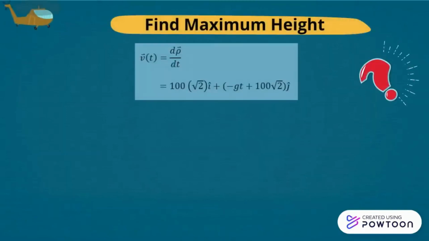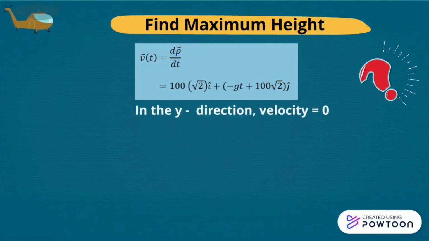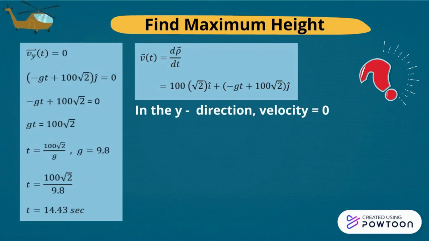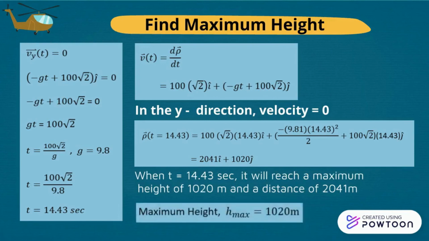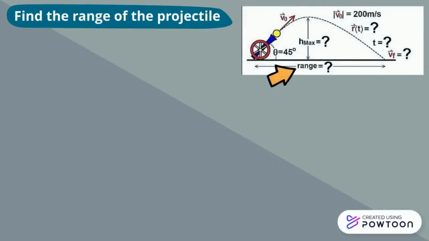Next, to find the maximum height, we know that the velocity equals the differentiation of position with respect to time. At the maximum height, the velocity in the y direction equals 0 because the cannon is not going any further upwards. By substituting the y velocity equals 0, we get the time when the cannon reaches the maximum height, which is 14.43 seconds. By substituting the time 14.43 seconds back into the position vector equation, we get the maximum height of the projectile is 1020 meters.